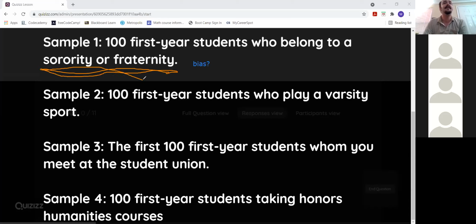So this is the key words, right? These things are likely to bias your sample. They are members of a sorority or fraternity. It could be biased there. 100 first-year students who played a varsity sport. So what's your bias here?